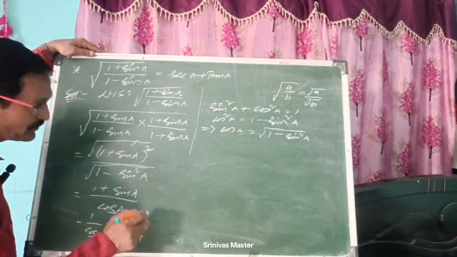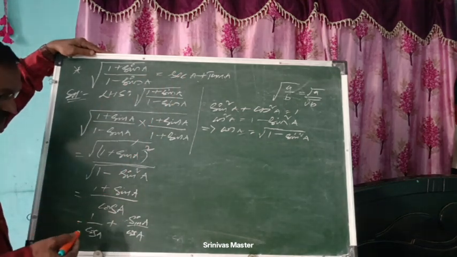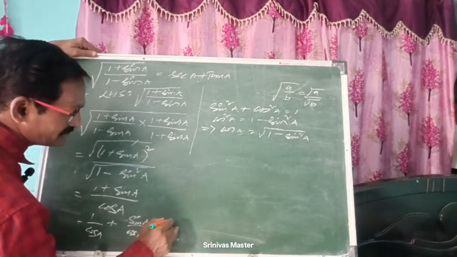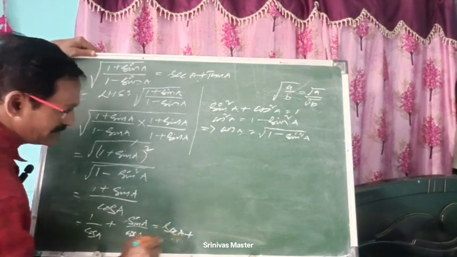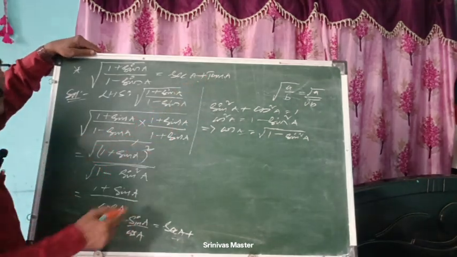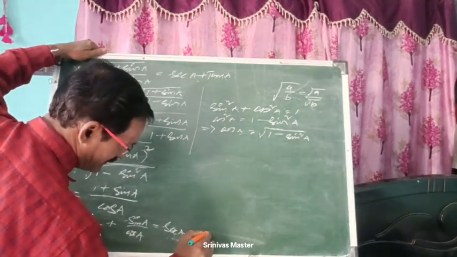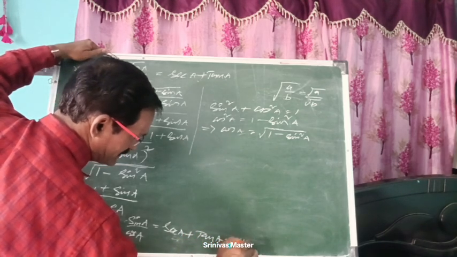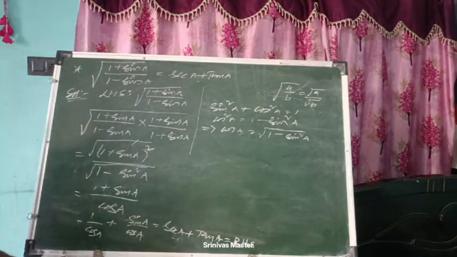Before I told, sec is the reciprocal of cos. That means 1 by cos A is sec A. In the 1 by cos A, plus what do you have to write? Plus sin A by cos A. It is equal to tan. I told already, sin A by cos A equals tan A. So which gives that RHS. So that LHS is equal to RHS.